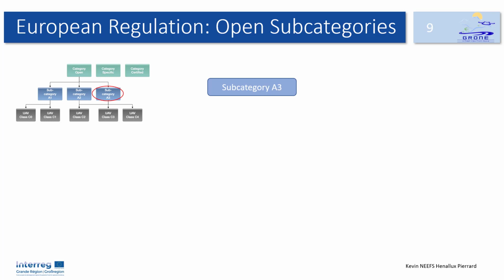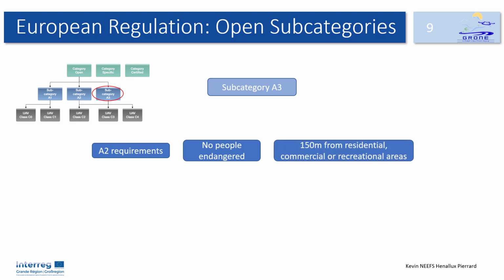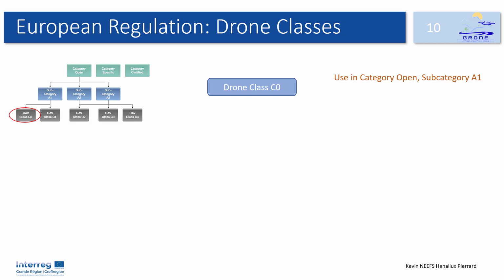In subcategory A3, it's the same requirement for the pilot as the A2 subcategory. The operation must be conducted in an area where the remote pilot reasonably expects that no uninvolved person will be endangered within the range where the drone is flown during the entire time of the operation. The operation has to be conducted at a safe horizontal distance of at least 150 meters from residential, commercial, industrial, or recreational areas. Let's talk about drone classes now.